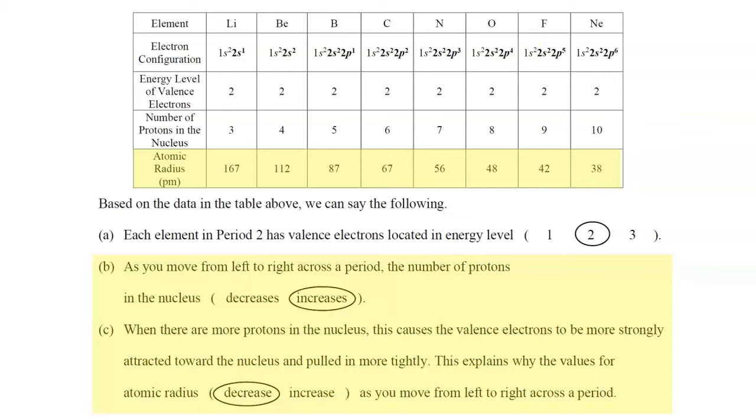to right across a period, the number of protons in the nucleus increases. And when there are more protons in the nucleus, this causes the valence electrons to be more strongly attracted toward the nucleus and pulled in more tightly. And this explains why the values for atomic radius decrease as you move from left to right across a period.